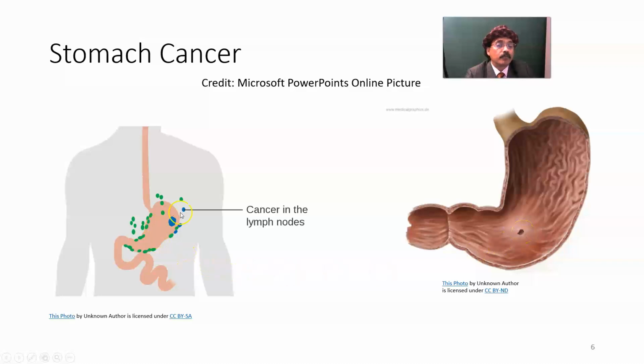So it may go to the spleen, lymph node. It may go to the lung. It may go to the liver. Even this cancer may penetrate the diaphragm, may go to the ovary, and cause the Krukenberg tumor, metastatic stomach cancer in the ovary called Krukenberg tumor.